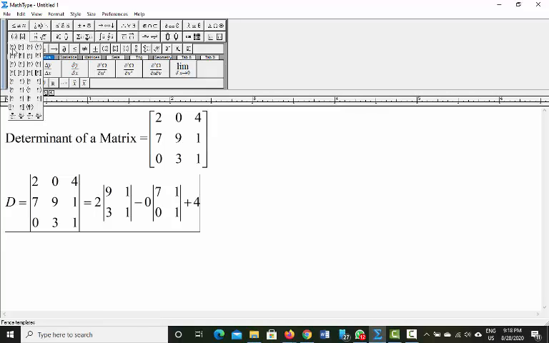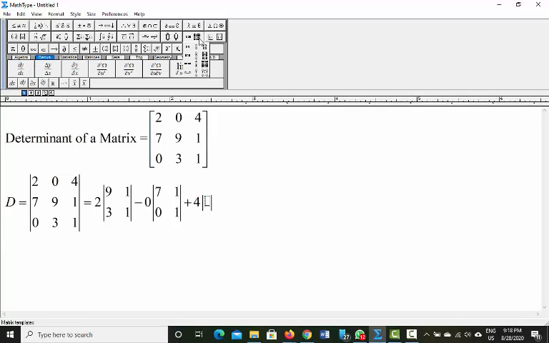Right? So now we will take the third element of the first row. Since we are taking the third element of the first row, the first row will be ignored, and the third column also needs to be ignored. So we will ignore the first row and the third column, and we will be left with 7 9 0 3. So we will be left with 7903.